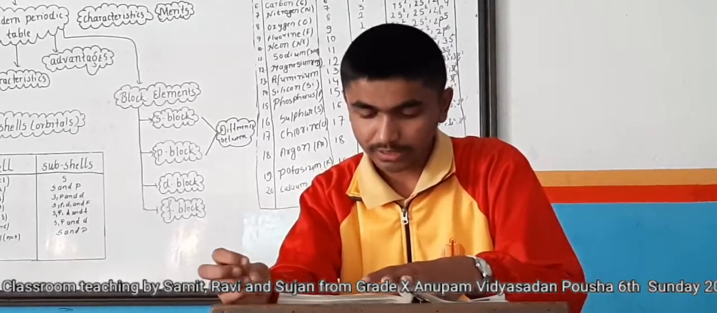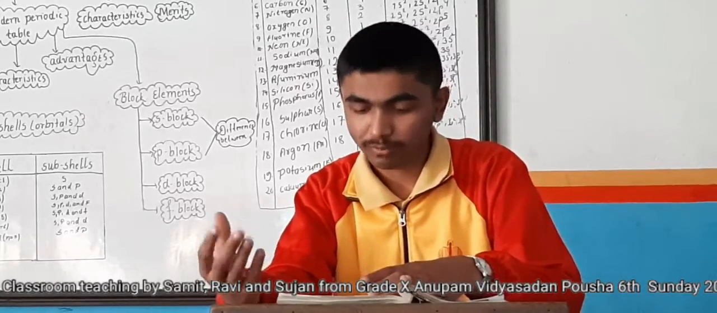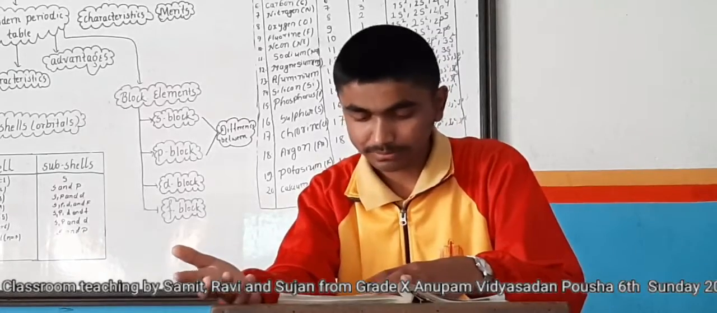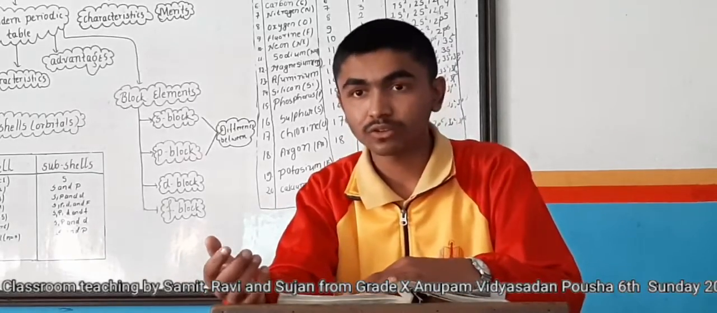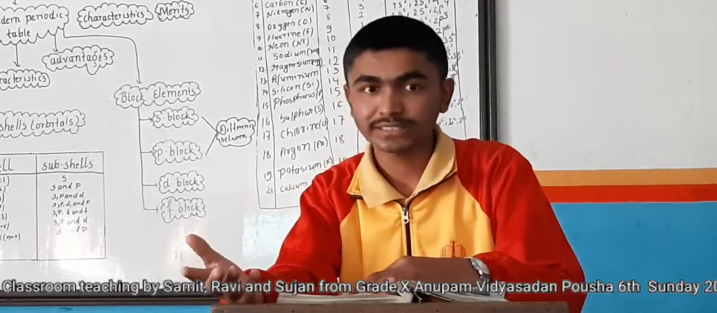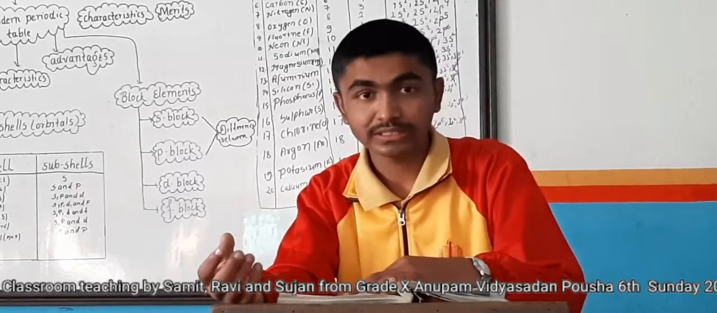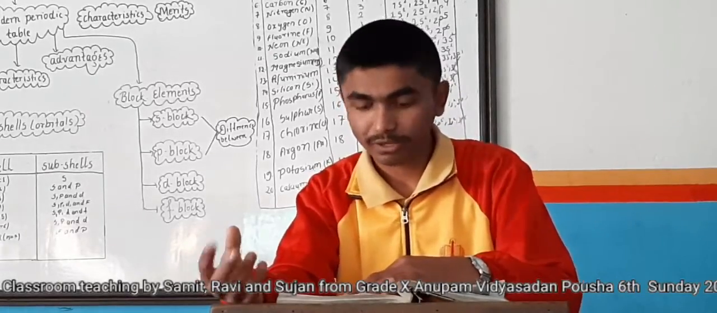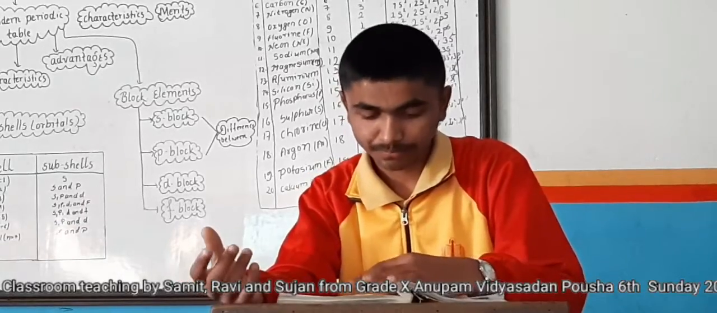Group 16. The elements of this group are oxygen, sulfur, selenium, polonium, etc. The group is termed chalcogens because they are combined with copper in nature.